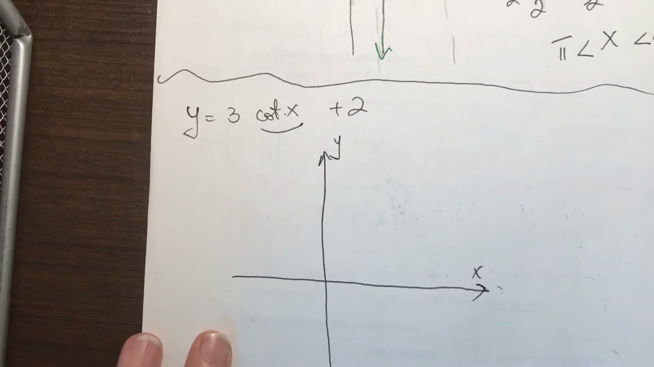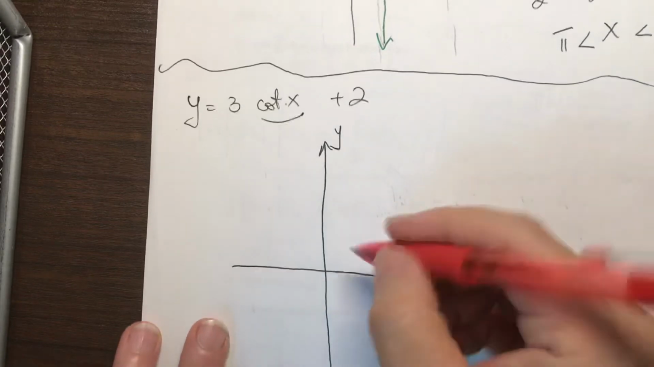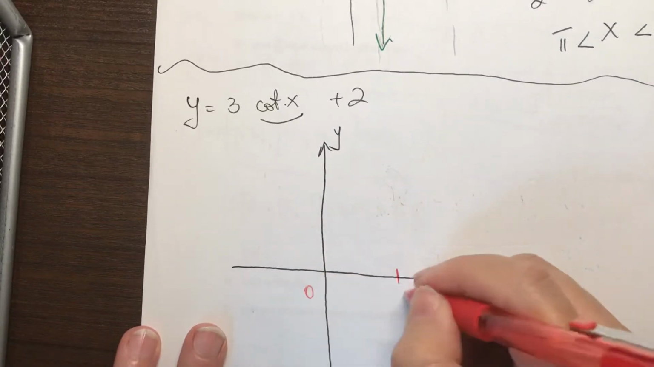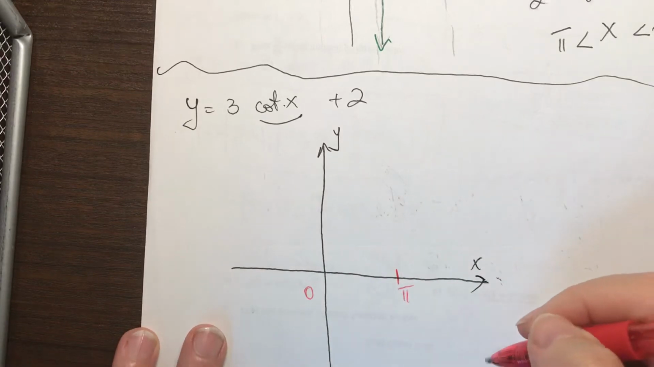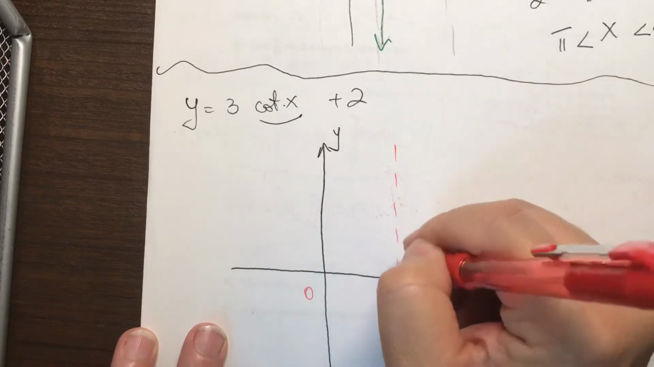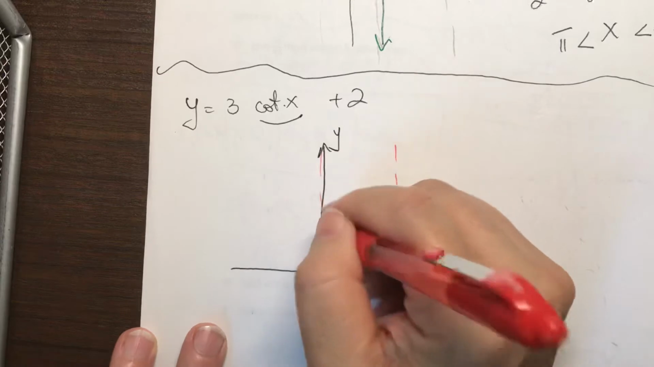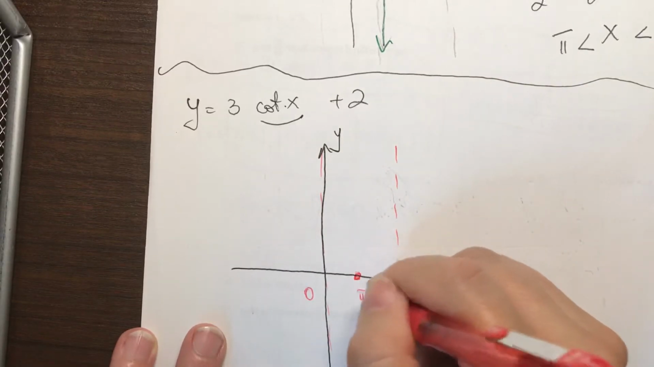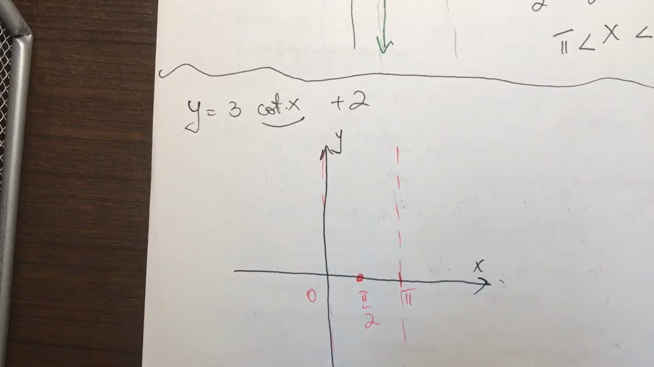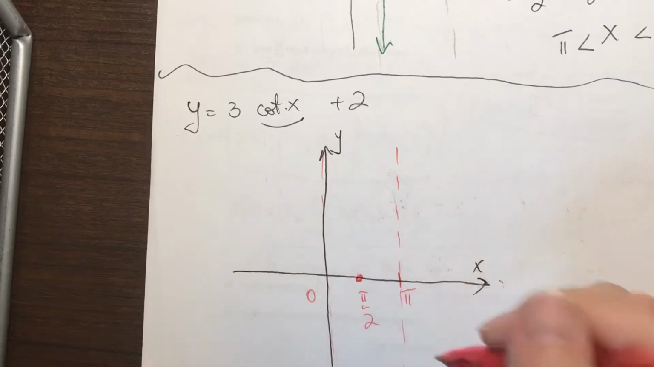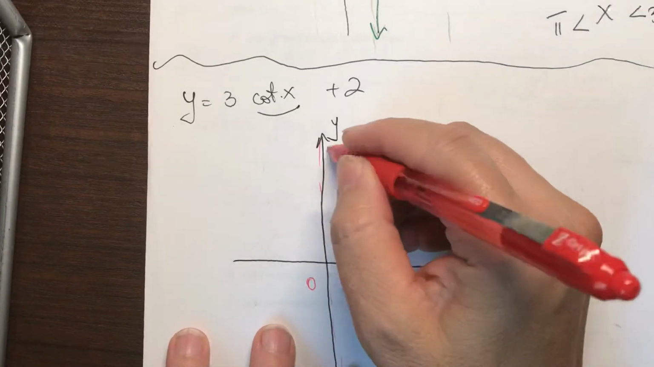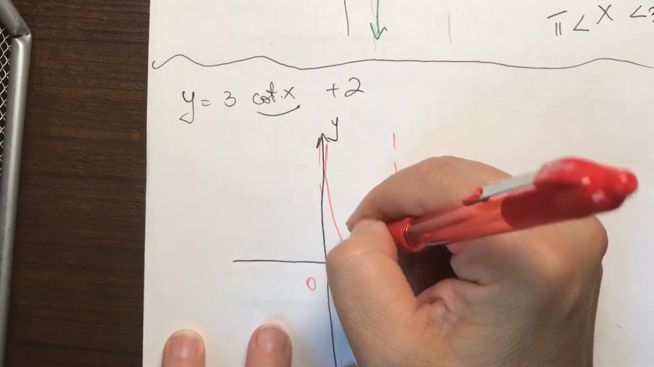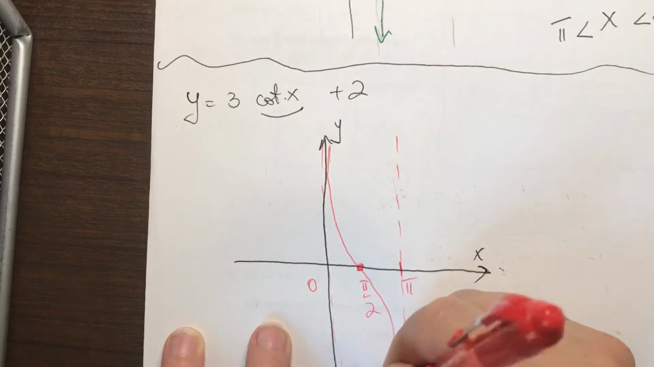So let me draw a regular cotangent for you. So a regular cotangent goes from 0 to pi, yes? That's what we just drew. This is where our vertical asymptotes are. So what does the cotangent look like? It's going to come down, turn, and come back down this way.